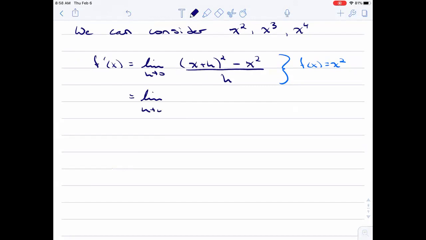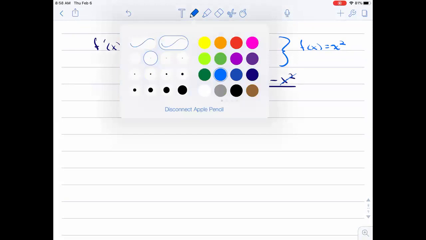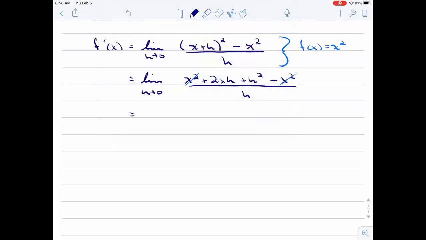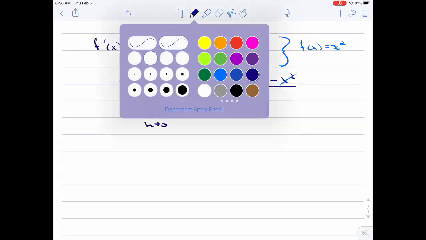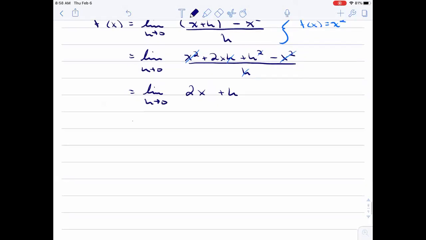The limit as h goes to 0 of x squared plus 2xh plus h squared minus x squared over h. X squared minus x squared, just as we expect, goes to 0. And so now we've got the limit as h goes to 0 of, and I'm just going to cheat and cancel this h right away, 2x plus h. It's going to be 2x.